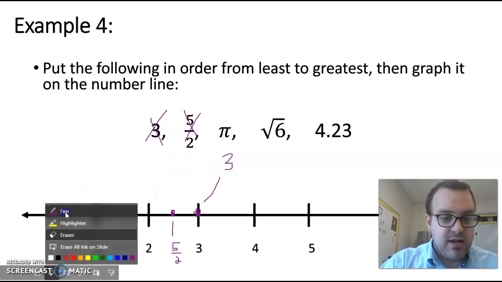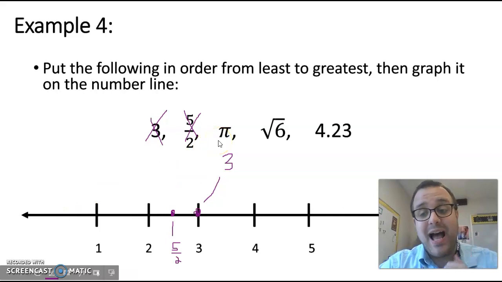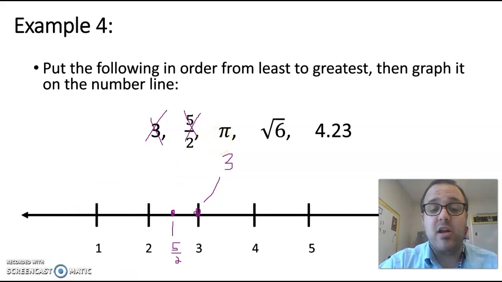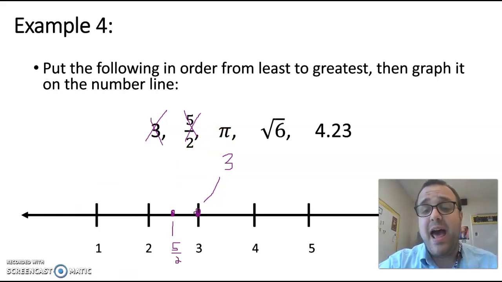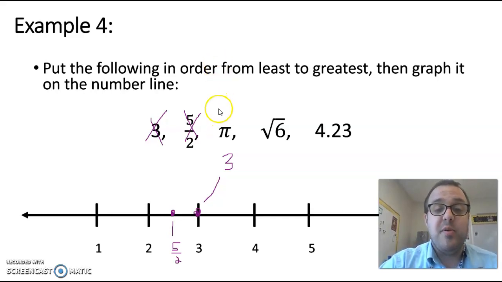All right. Next one, we have pi. Well, pi is an irrational number, meaning it goes on forever and doesn't have a pattern. But luckily, pi is one of those irrational numbers that a lot of us know from either prior math classes or just pop culture. It shows up all the time. So we know that pi is approximately around 3.14.